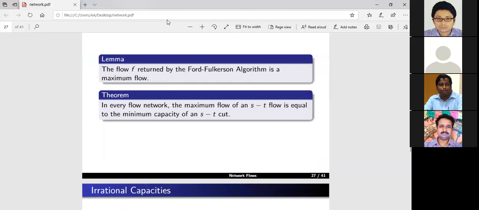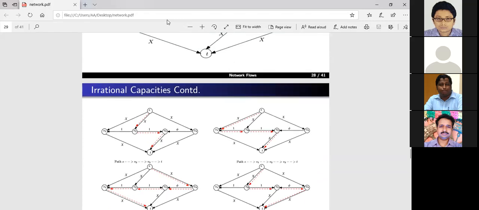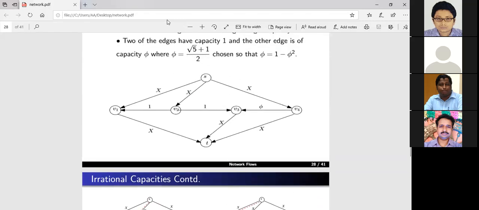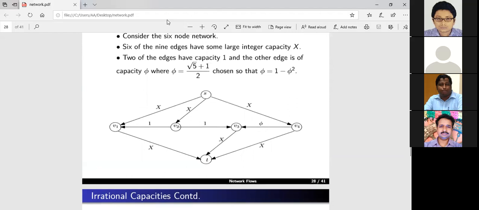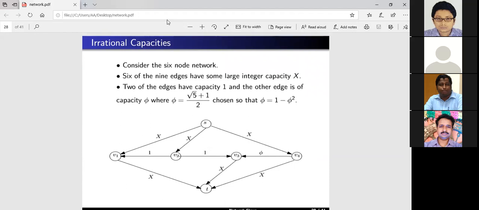I'll just give you a preview of this example. With this example, you can choose s-t paths, augmenting paths, in a particular fashion, so that you would go on choosing, but it would not terminate, and it would converge to a value, but that value is not the optimum value.